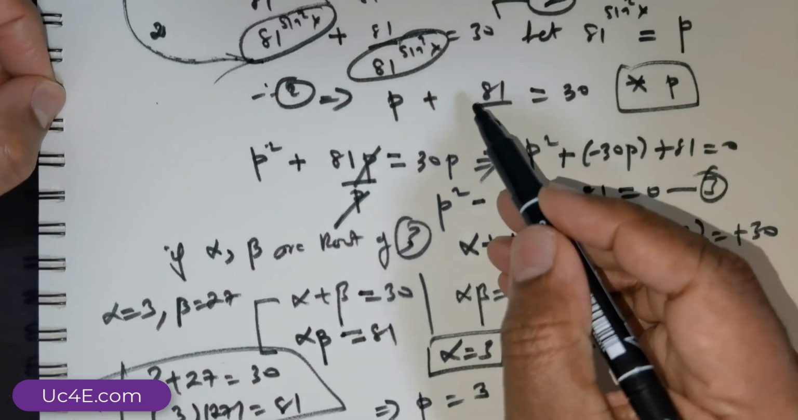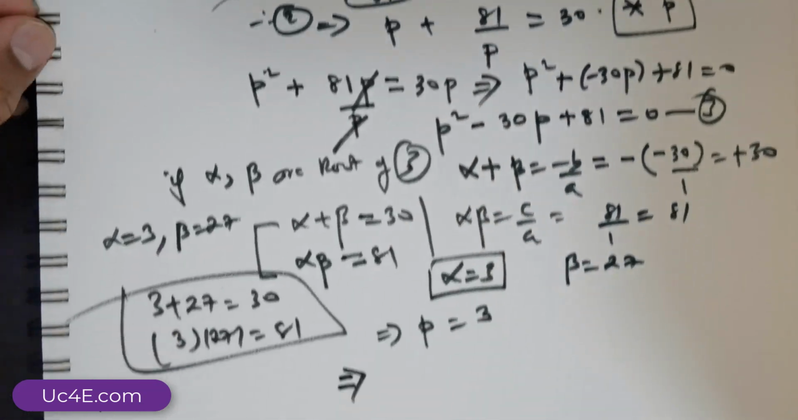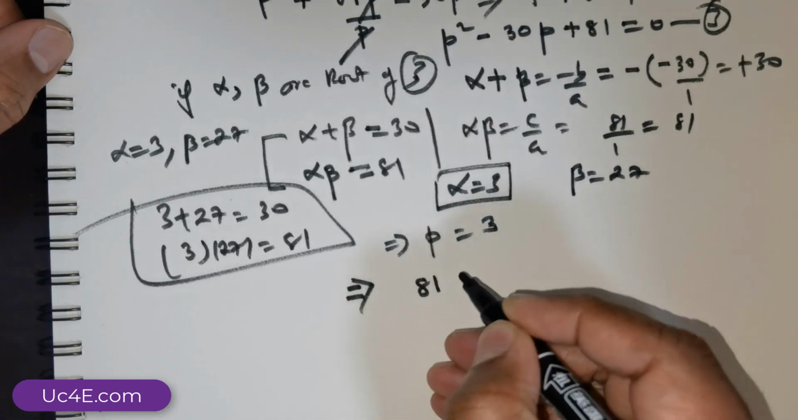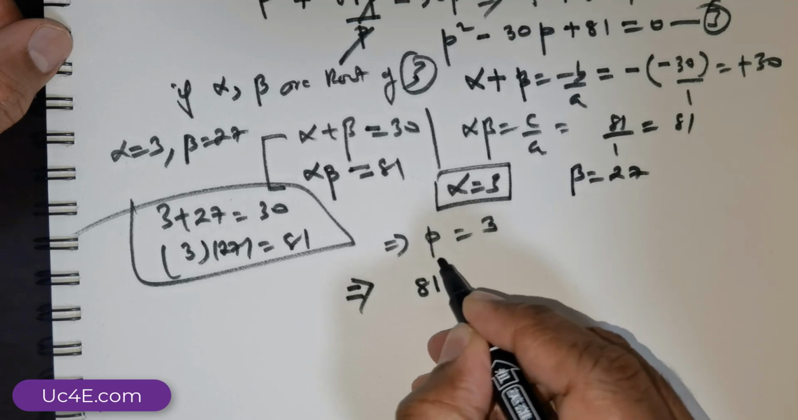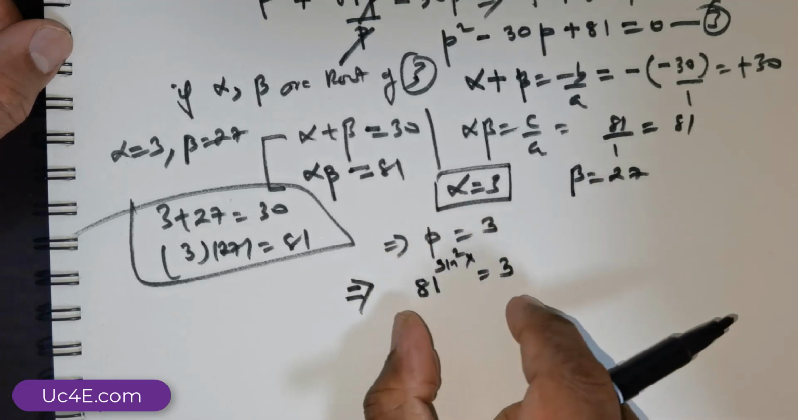I have taken P to be, as you can clearly see, 81 raised to the power of sine squared x. So write that down. 81 raised to the power of sine squared x is equal to 3. So this is what we have got.